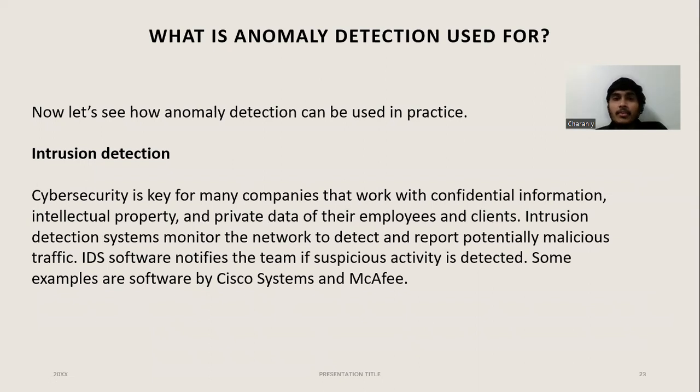What is anomaly detection used for? Now let's see the applications of anomaly detection in practice. First, intrusion detection. Cybersecurity is crucial for many companies that work with confidential information, intellectual property, and private data of their employees and clients. Intrusion detection systems monitor the network to detect and report potentially malicious traffic. IDS software notifies the team if suspicious activity is detected. More examples are software by Cisco Systems and McAfee.